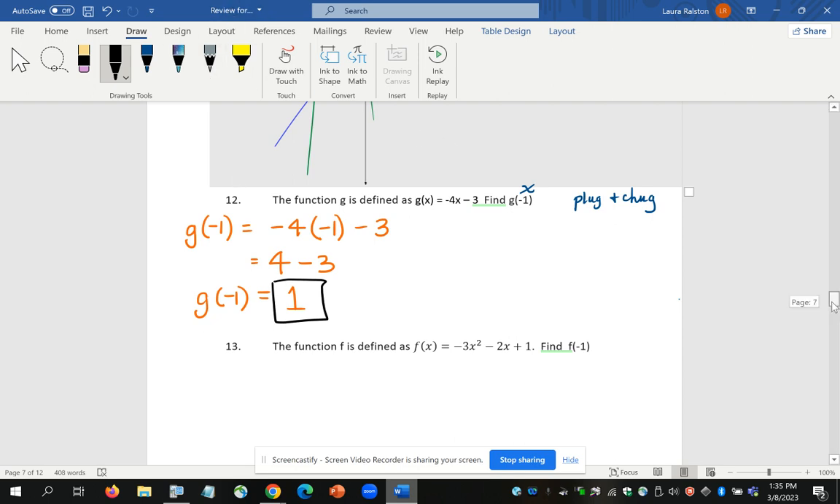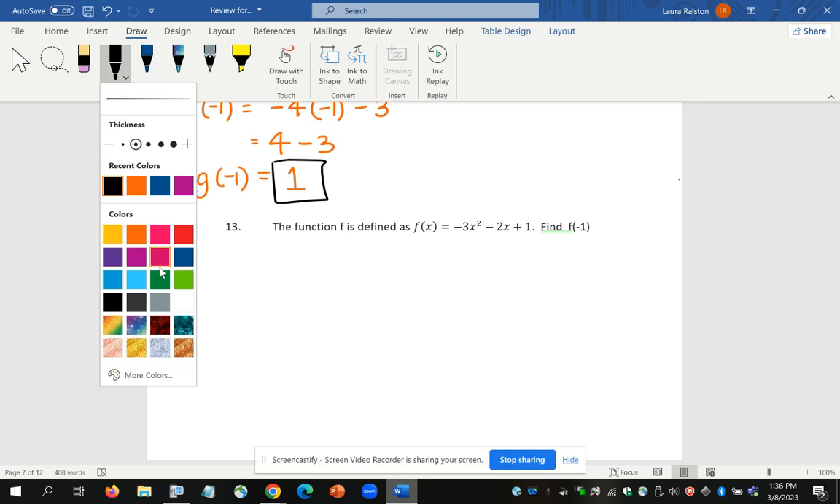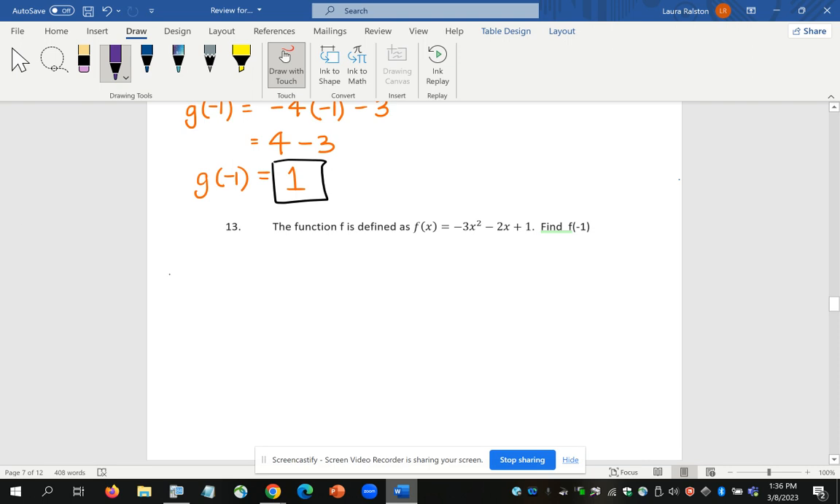Again, if you struggle with positive and negative numbers, you can use a calculator. And please do. Don't miss it because you're too scared or too vain, if you will, to use the calculator. 13 is the same type question. They want you to find F at -1. It's a plug and chug. It's a little bit more involved type equation.